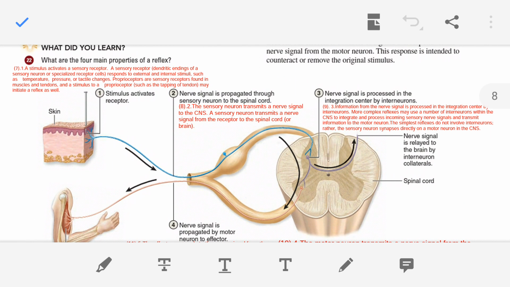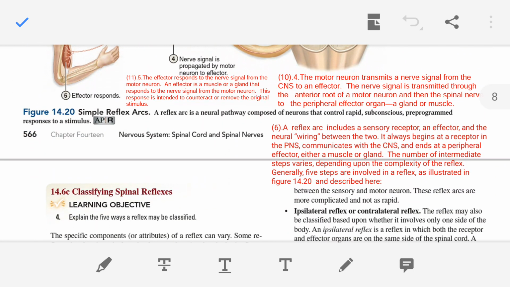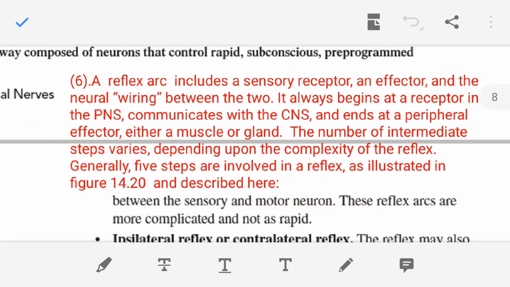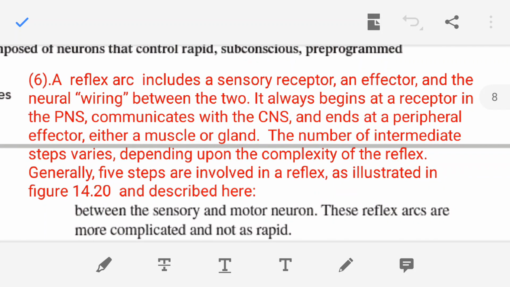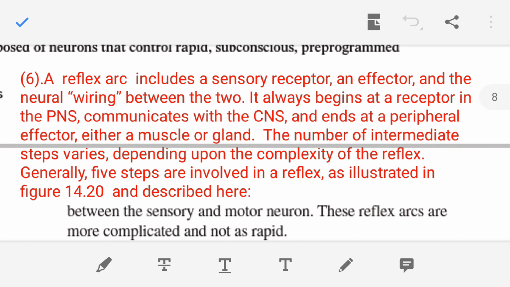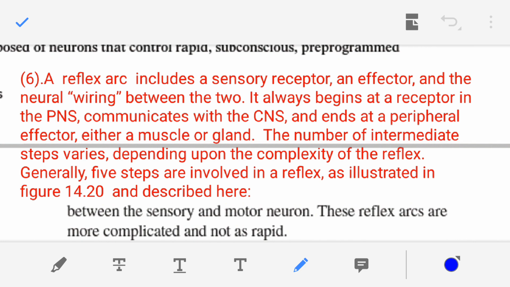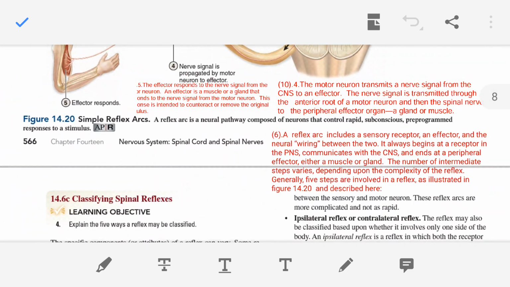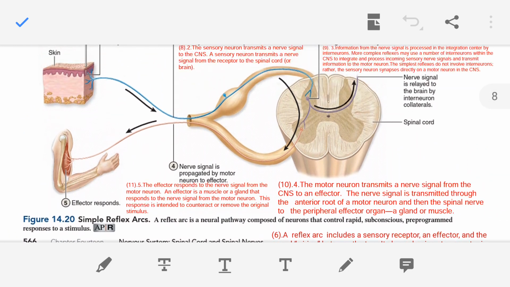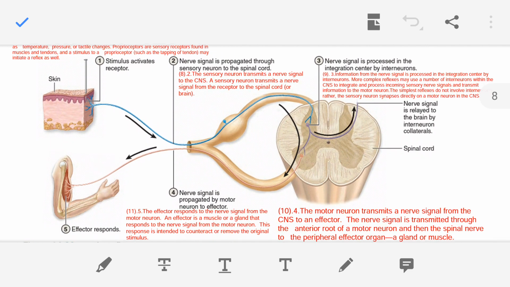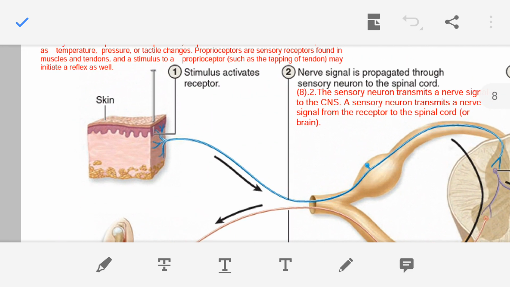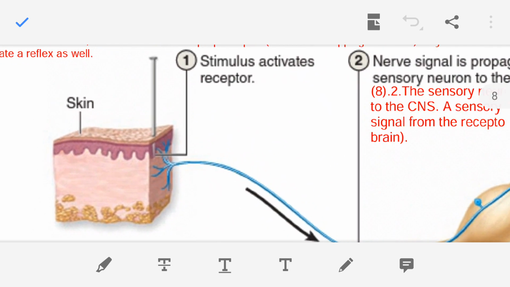Now, in the reflex arc the structures which are included are, one, a sensory receptor, then the neural wiring between the two, and an effector. For example, in this case, one example is given. See here.